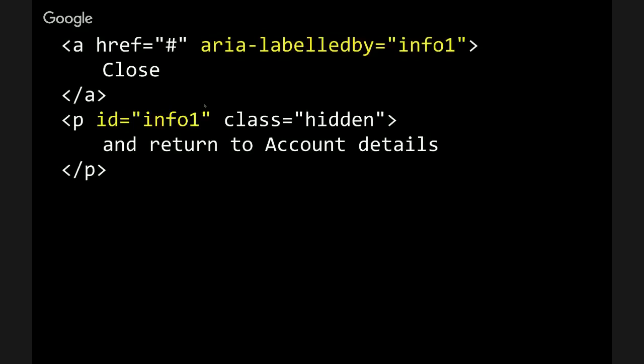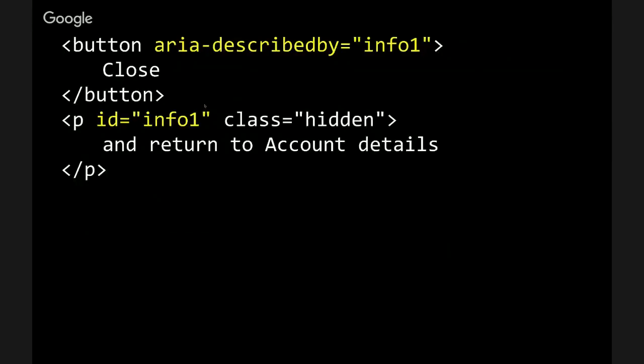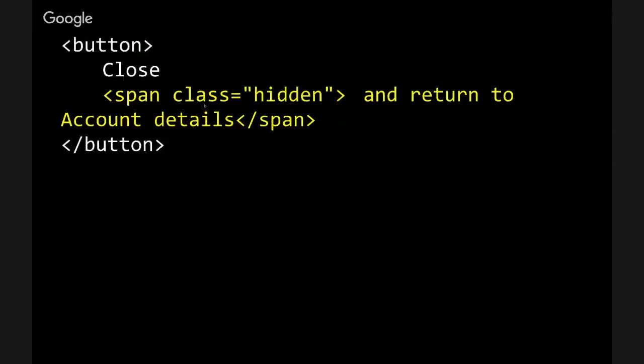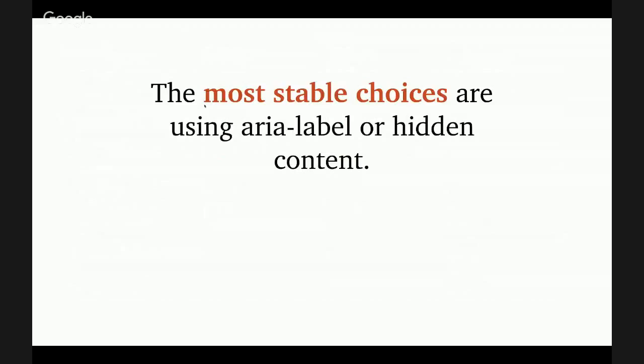Next up we have Aria Labelledby, and as you can see, even worse than the link, this one fails really badly. And then we have Aria Describedby, and this one goes reasonably well. It fails in IE11 and IE8 for JAWS, and it fails in all the VoiceOvers, Chrome, Firefox and Safari. And then of course we've got our hidden version again. So inside the button we hide some content and push it off screen. And that, like our link one, is very robust and passes all tests. So the two most stable choices here are using Aria Label or the hidden content version.